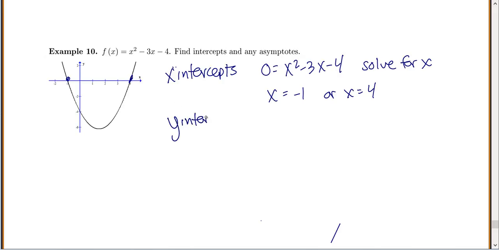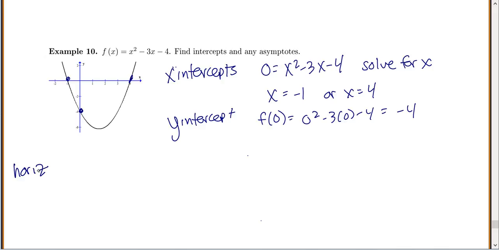For your y-intercept, you plug 0 into f of x. So 0 is going to be 0 squared minus 3 times 0 minus 4, which is negative 4. Oh, that matches what we see on the graph. Now, check for any asymptotes. So for a horizontal asymptote, you want to look at the limit as x goes towards infinity of your function, x squared minus 3x minus 4.